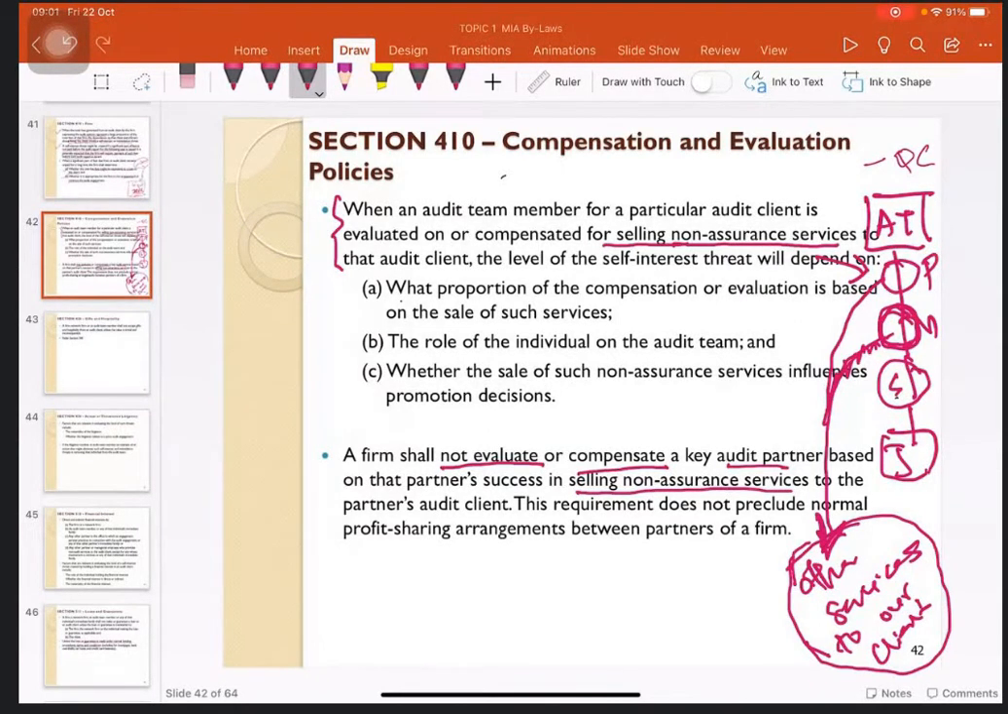Okay. So basically kalau kita nak bagi promotion atau reward kepada audit partner, we cannot give reward to the audit partner based on his ability to sell other non-assurance services kepada client. Okay. This requirement does not preclude normal profit sharing, so he is still able to get the profit sharing, but not in terms of other reward. Profit sharing tu depending kepada partners punya agreement lah. Okay, faham ya kelas ya?